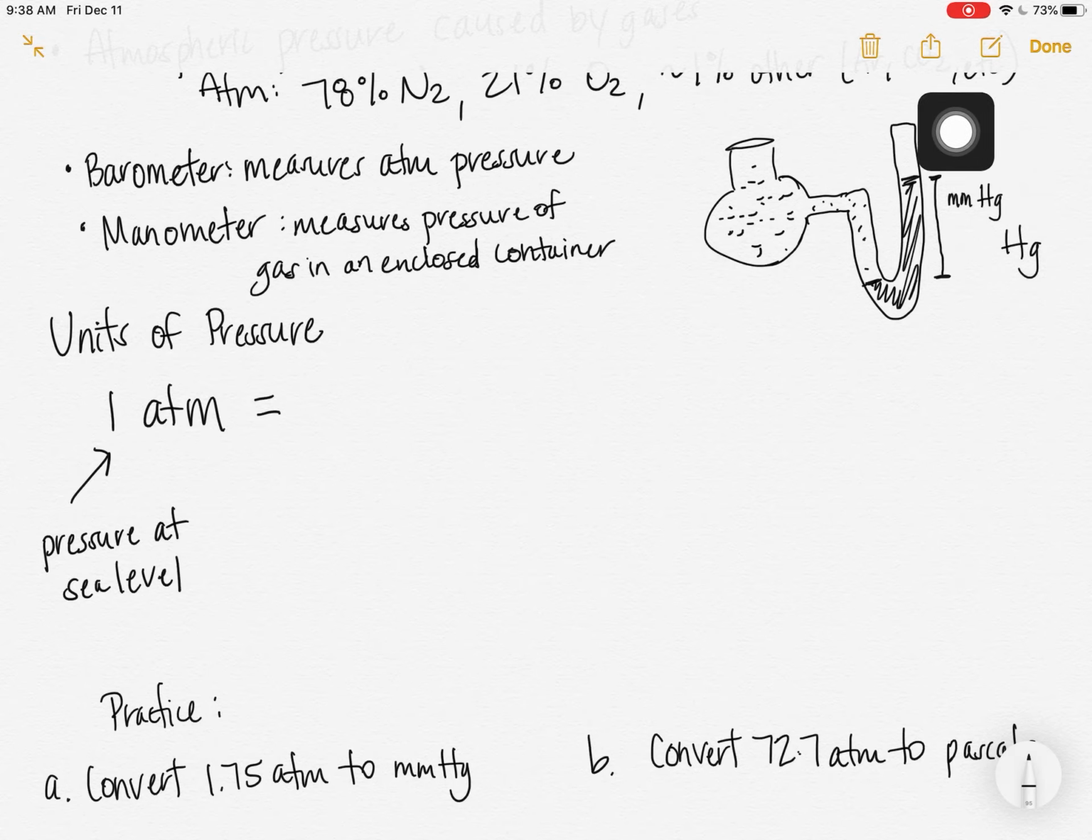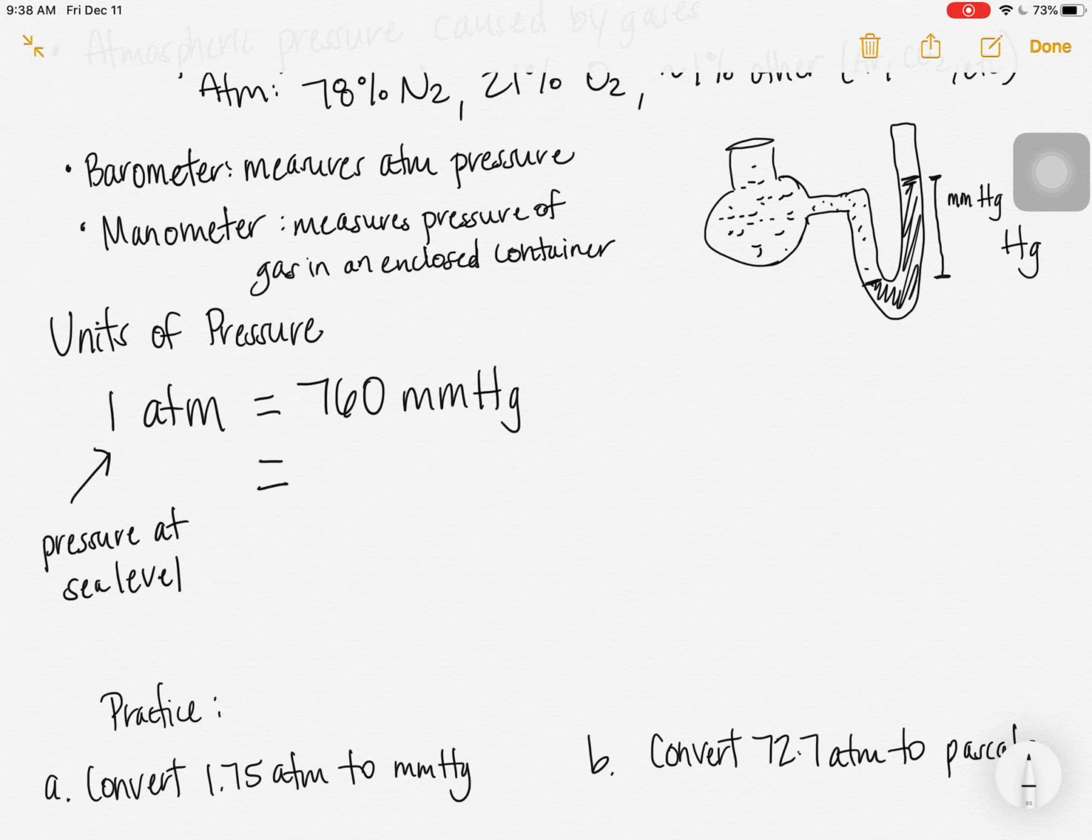Okay, so there are some other units for pressure, one of them being millimeters of mercury that we just discussed. And so what I'm going to do here is not only talk about the units, but also talk about the conversion factors. So 1 atmosphere, or 1 ATM, is actually equal to 760 millimeters of mercury. So that's a conversion factor.